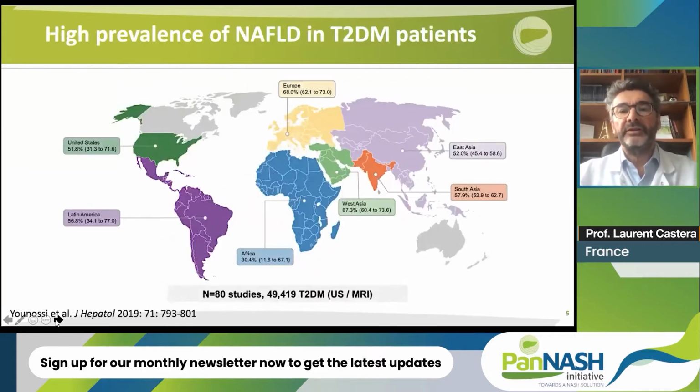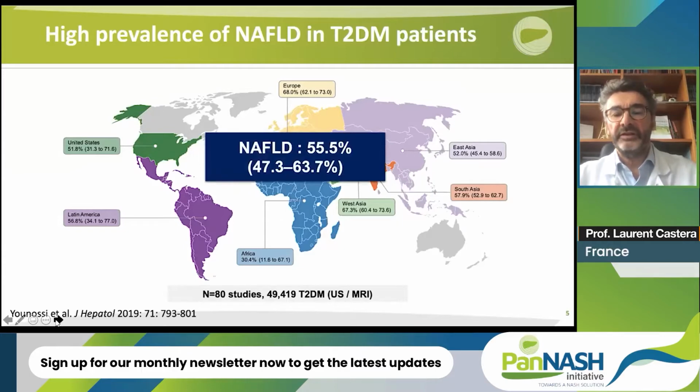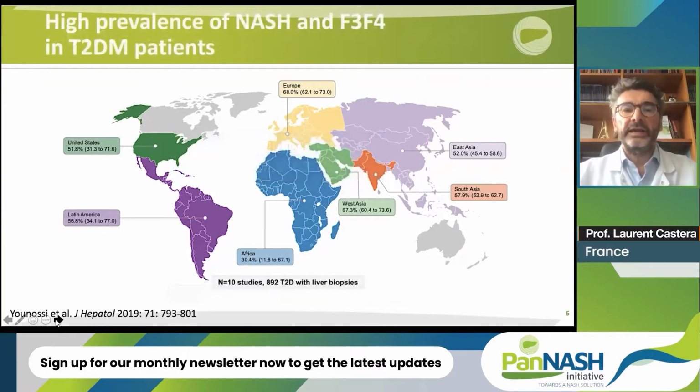However, the prevalence of NAFLD in type 2 diabetes patients has been shown to be as high as 55% in this meta-analysis from Younossi. 80 studies, almost 50,000 patients with type 2 diabetes, and this is twice higher than would be expected in the general population.